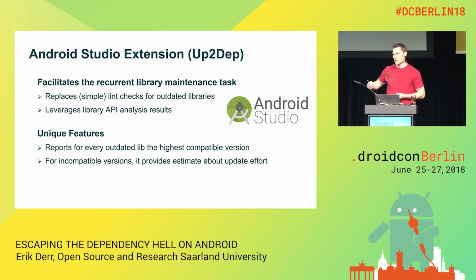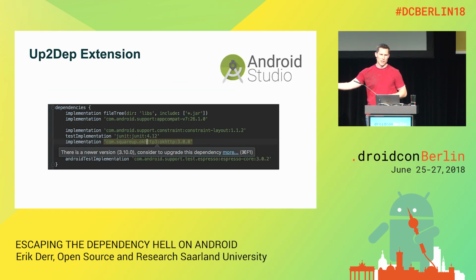And if you want to update to the latest version that might be incompatible, it will tell you, or it will provide a complete report to estimate the update effort. Basically, it will tell you which APIs that you are using are no longer available. And if we could infer alternative APIs from our analysis, it would also suggest, hey, look at this API, it's very likely that this is the replacement of the API that was removed.